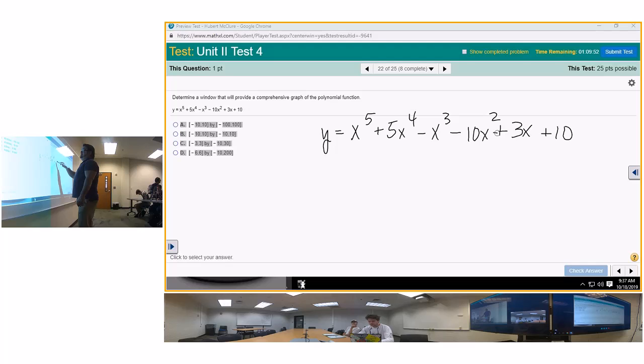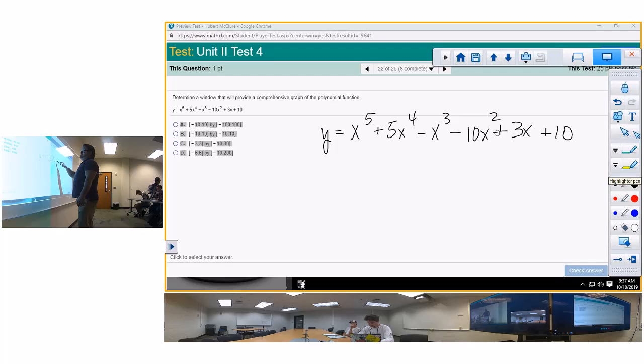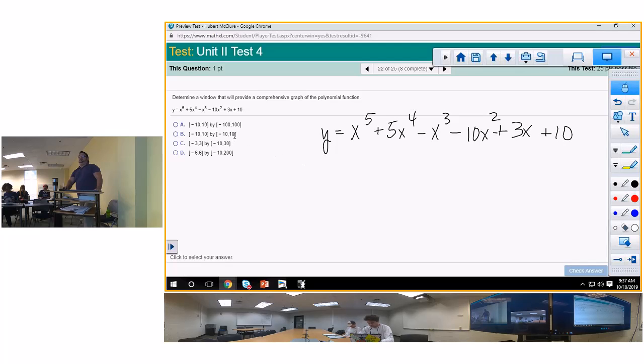All right, so graph that and y'all pick the answer because I'm not going to type that in. I'm going to let y'all do that one. Now, first of all, what's your y-intercept? 10. So you know that your y-axis needs to cover at least 10. Do you need to cover 100? I don't think you need to cover 100, do you? Not with a y-intercept of 10.